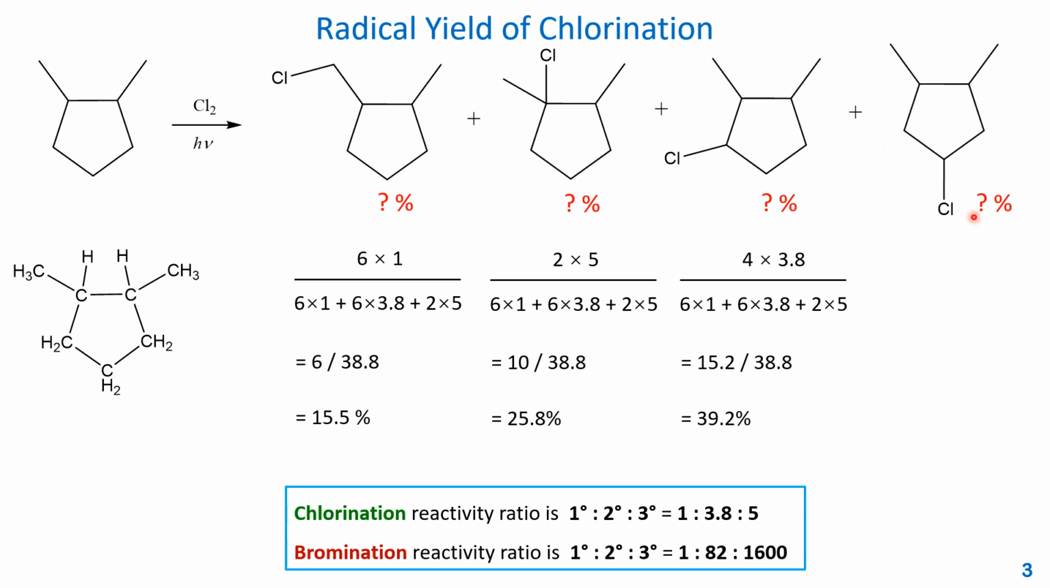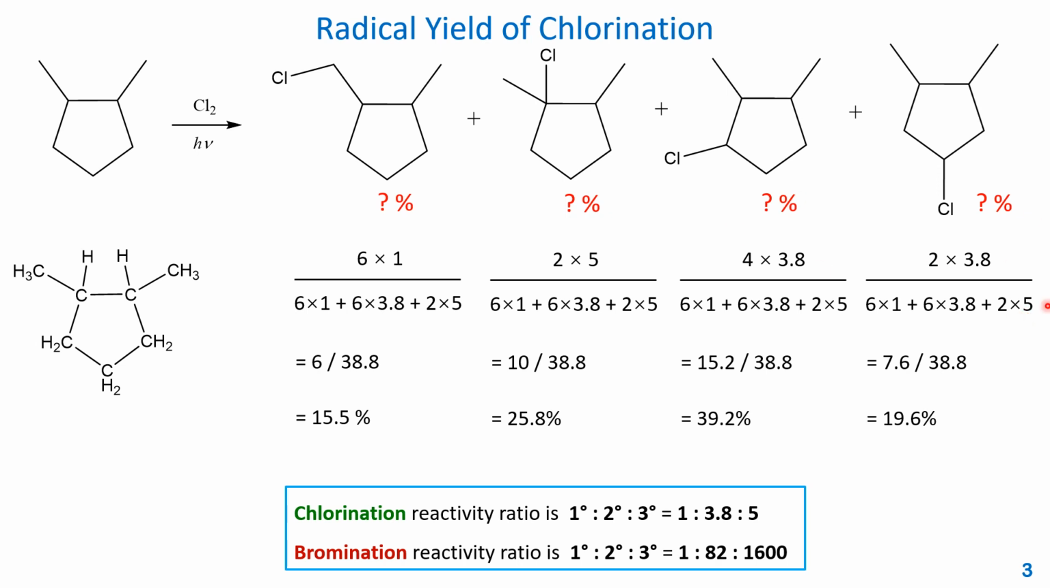Now the last one, how many hydrogens can be replaced by the chlorine? Only these 2. I just want to clarify that when we calculate the percent yield, we are not considering the stereoisomers, we are just assuming you will make a racemic mixture if you make enantiomers. So just the 2 hydrogens can be replaced by chlorine, 2 times 3.8 over the same denominator. You can calculate the percentage, 19.6%.